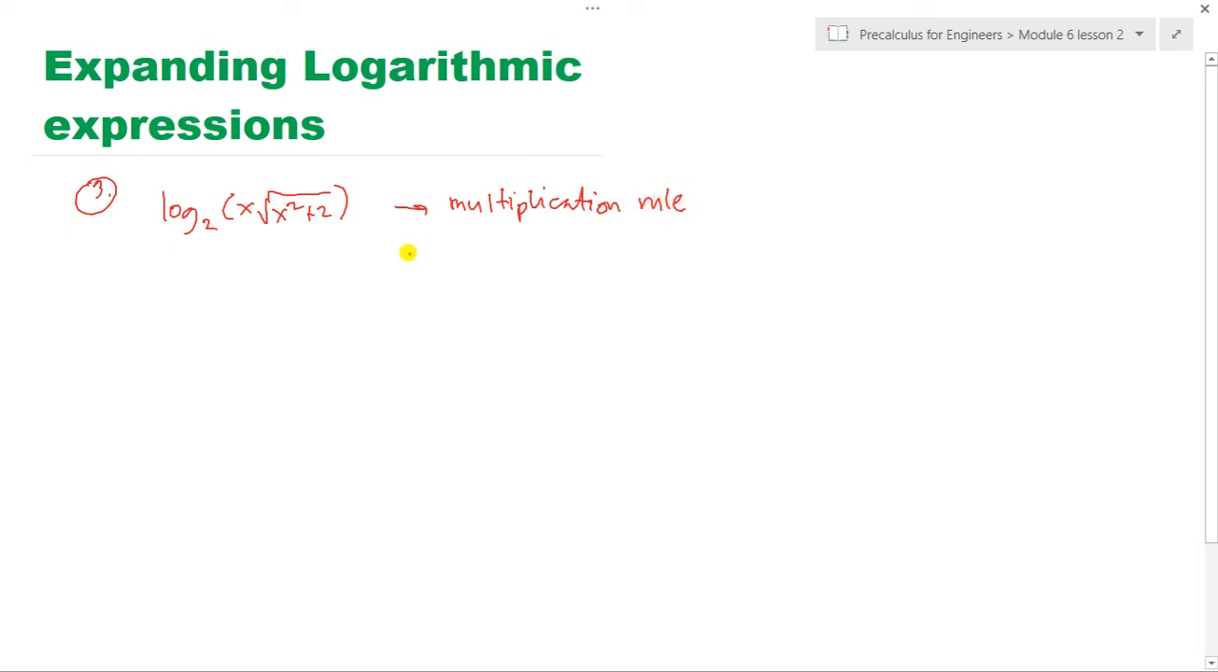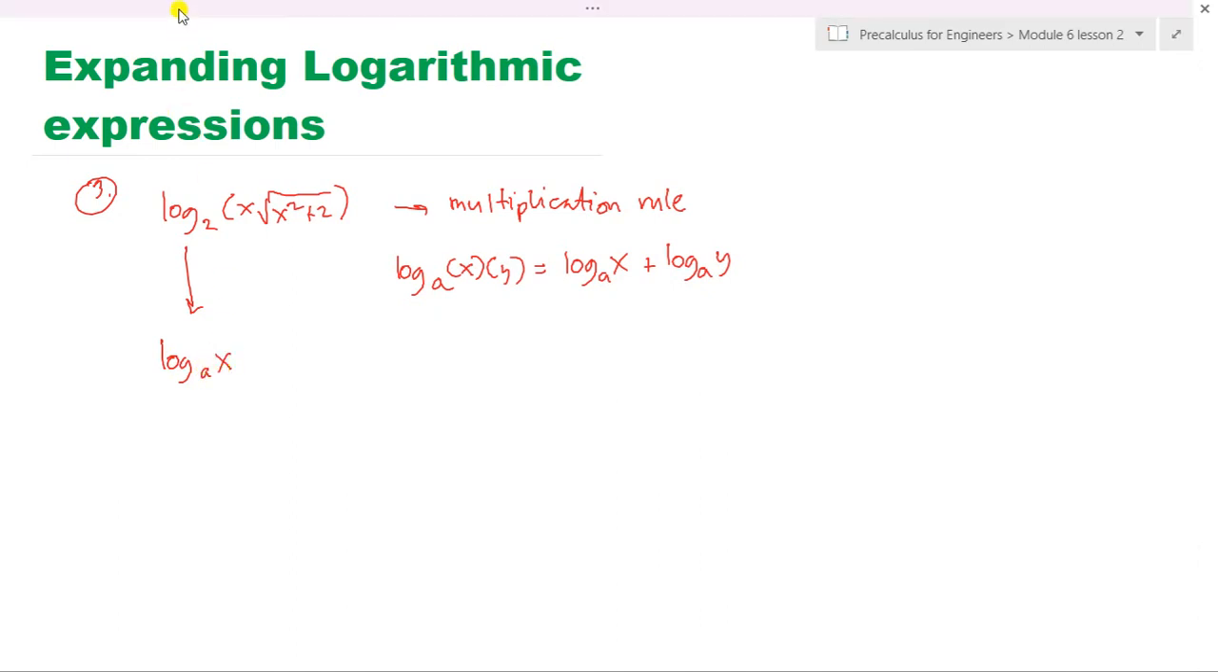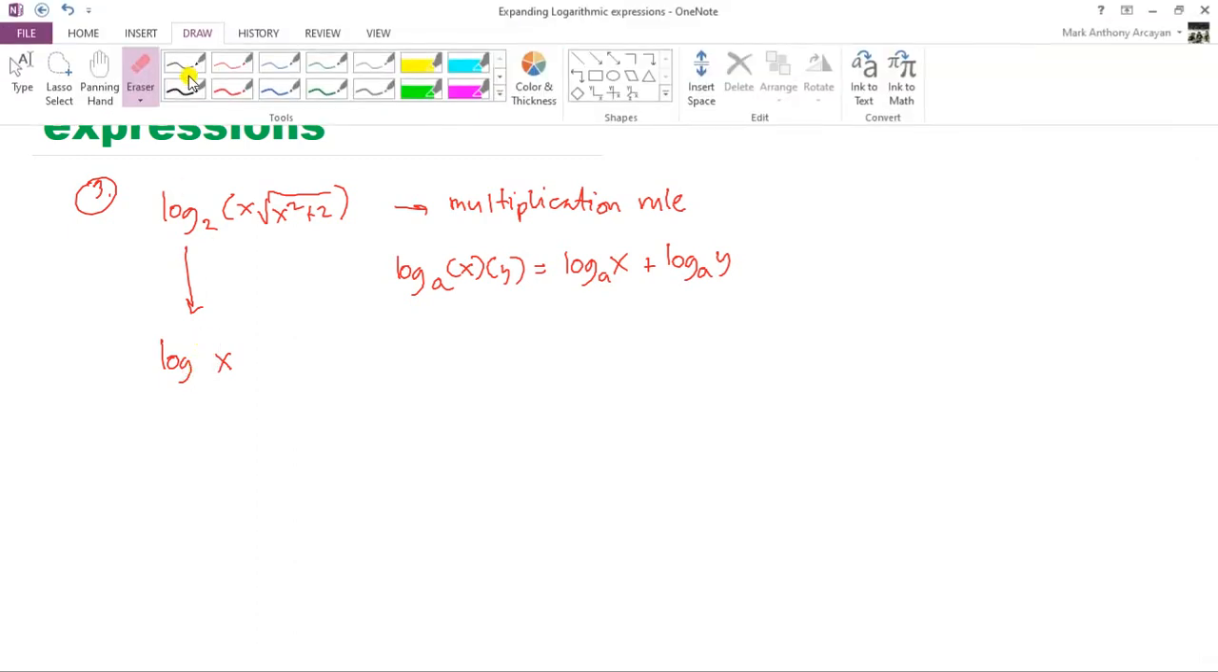Again, what is the property that applies here? That is, log of x times y to a certain base a is just equal to the sum of their logarithms. That is just log of x to the base a plus log of y to the base a. So here we apply that rule: log of x to the base of 2.